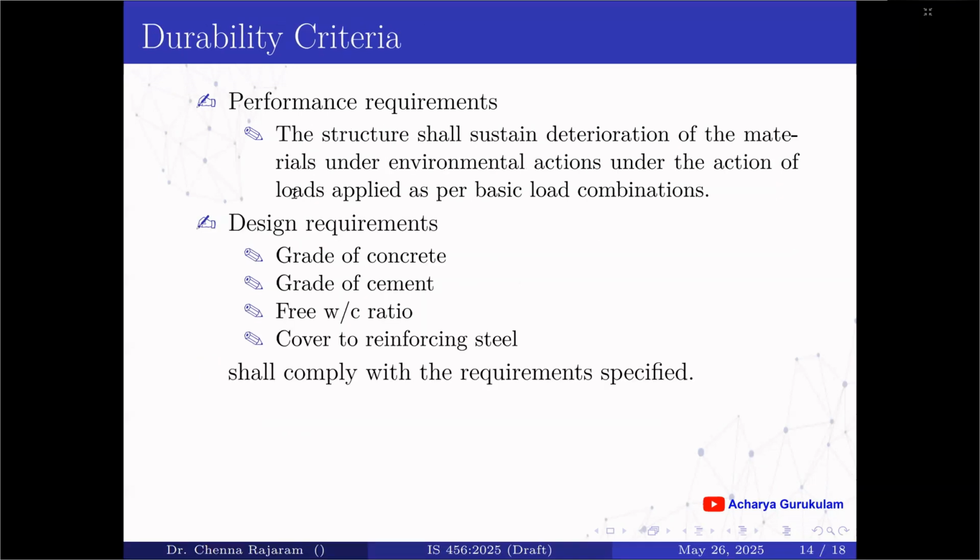The performance requirements are that the structure shall sustain deterioration of the materials under environmental actions under the action of loads applied as per the basic load combinations. The design criteria are that the structure shall comply with the following: grade of concrete shall comply with the requirements. Cement grade shall comply with the requirements. Free water cement ratio as specified in the standard. Cover to reinforcing and pre-stressing steel shall comply with the requirements specified.